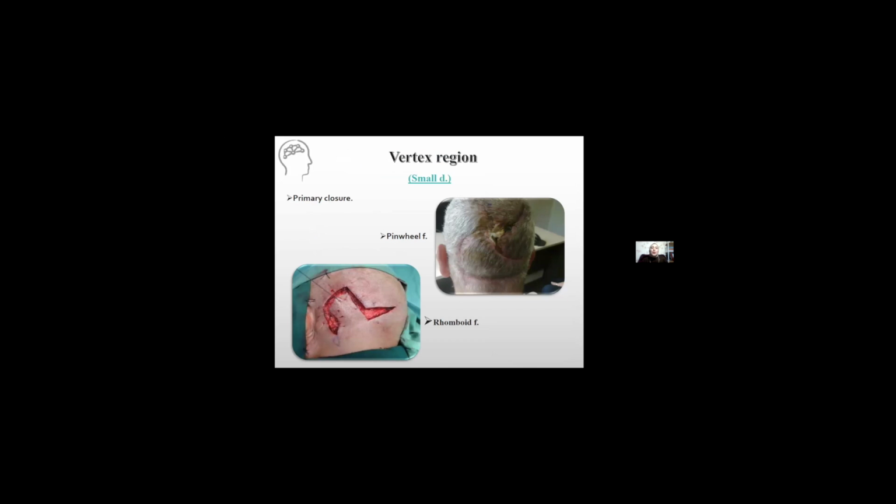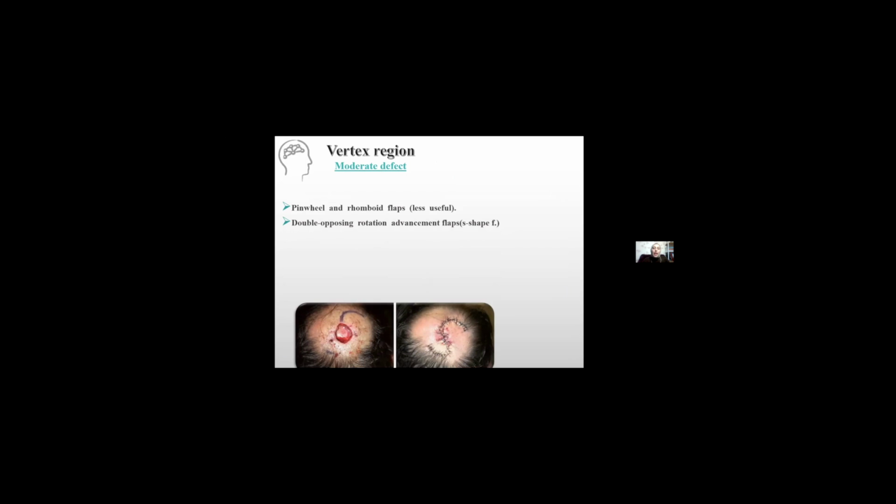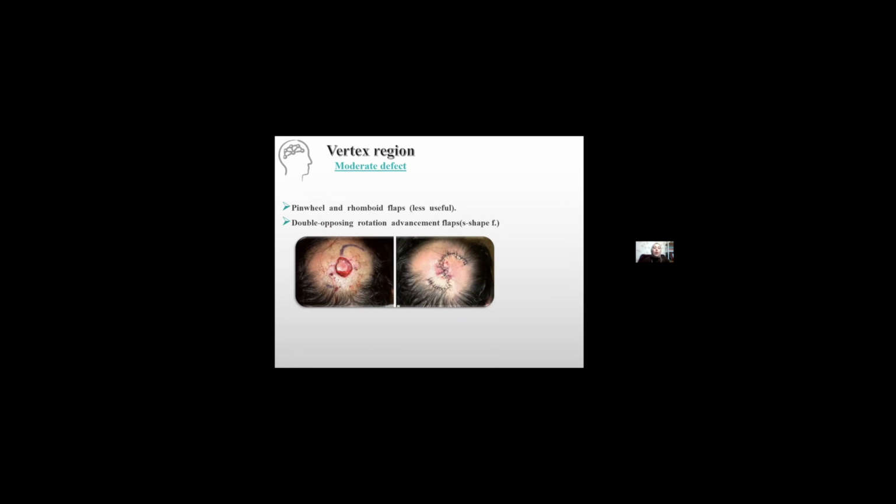Now, the last region, the vertex region, starts with the small defect. The options are primary closure, pinwheel flap, and rhomboid flap. For the moderate defect, we can reconstruct with pinwheel and rhomboid flaps, double opposing rotation advancement flap, or S-shaped flap, which is used to reconstruct a moderate circular scalp defect involving more than one region. The third option is rotation advancement from the occiput.